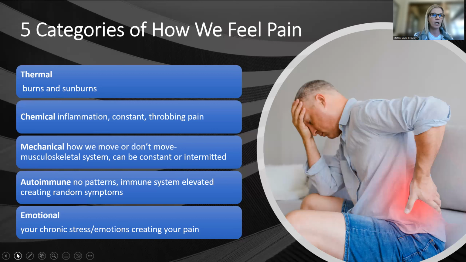Chemical pain does not come and go. And so we're going to get into this a little bit later. Chemical pain is always there. You can't change your position. You can't make it better. You can't make it worse. That's how chemical pain works.